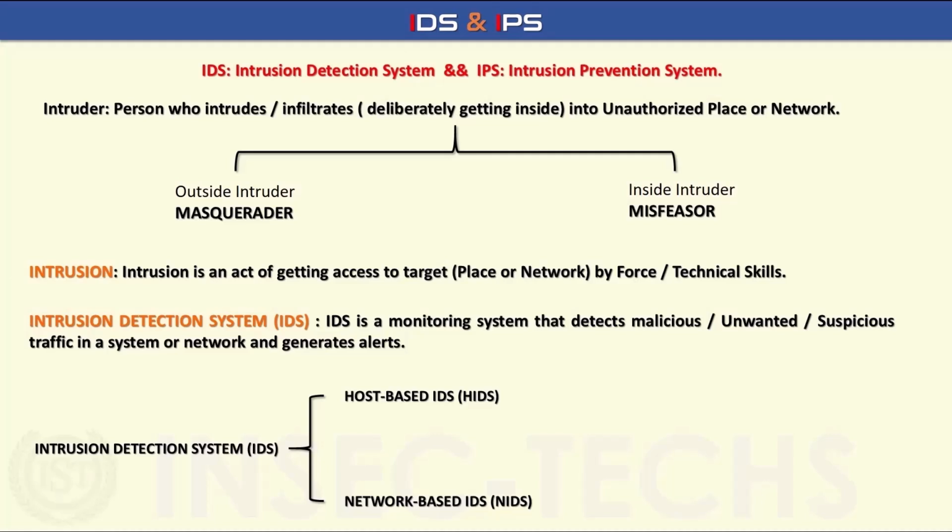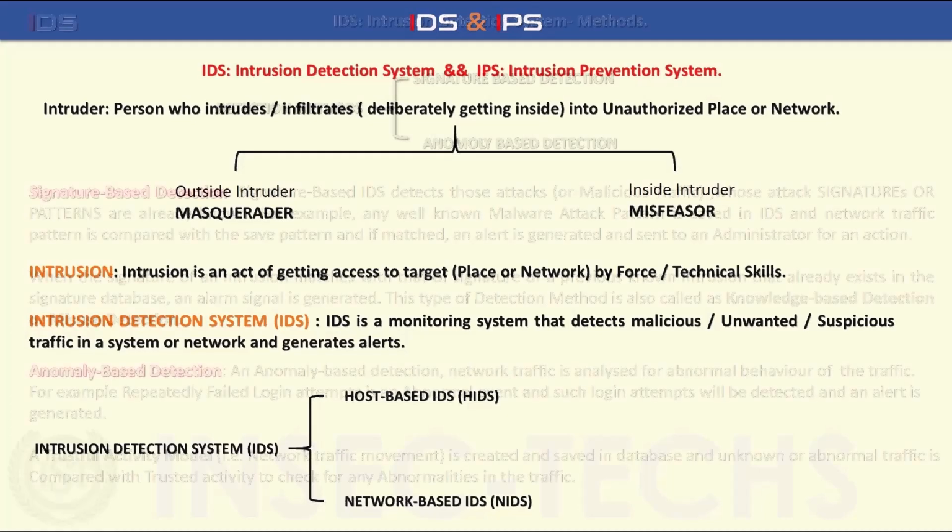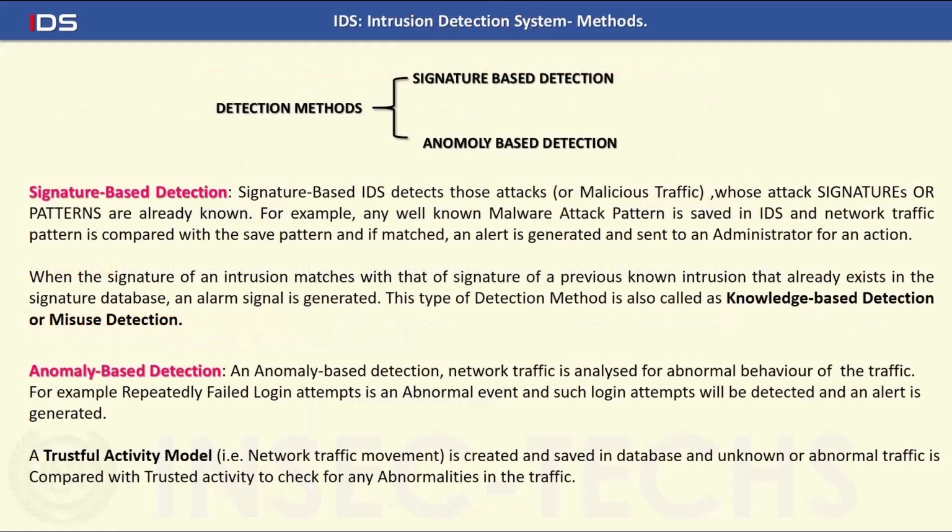And as said, IDSs are devices which have monitoring software installed on them, and this software has detection methods to detect the malicious traffic. There are two types of detection methods: signature based detection and anomaly based detection. So what is signature based detection?